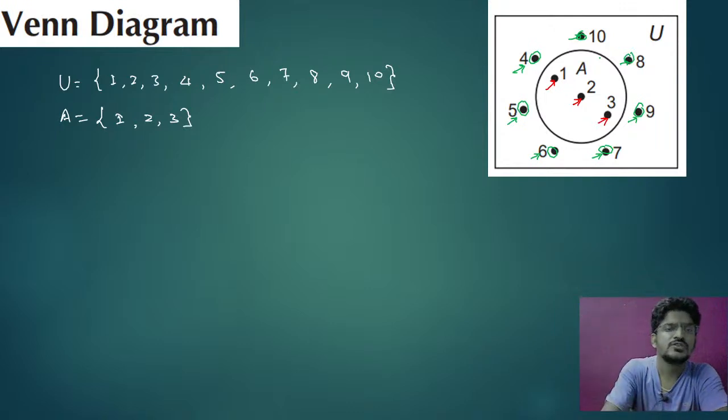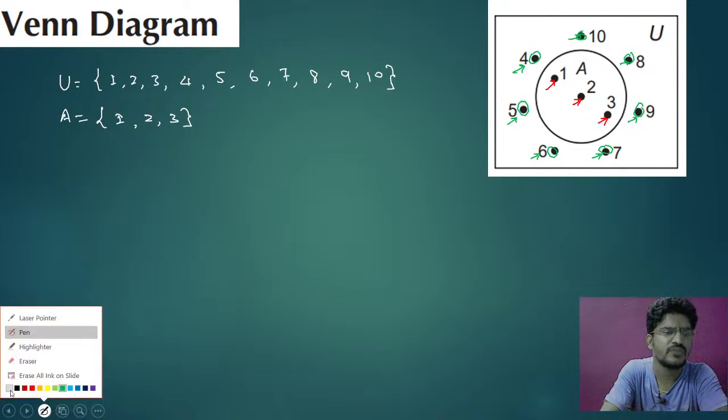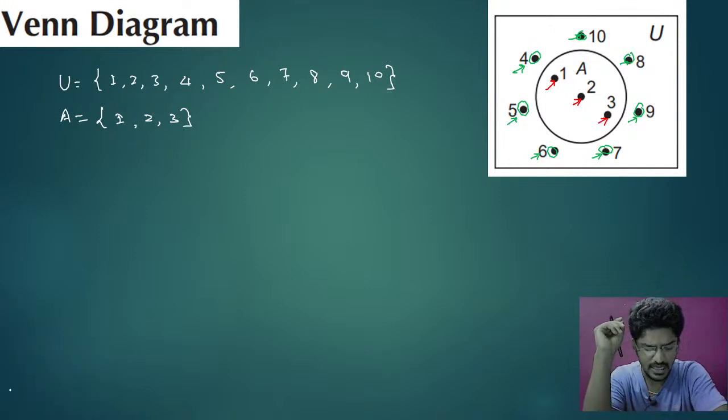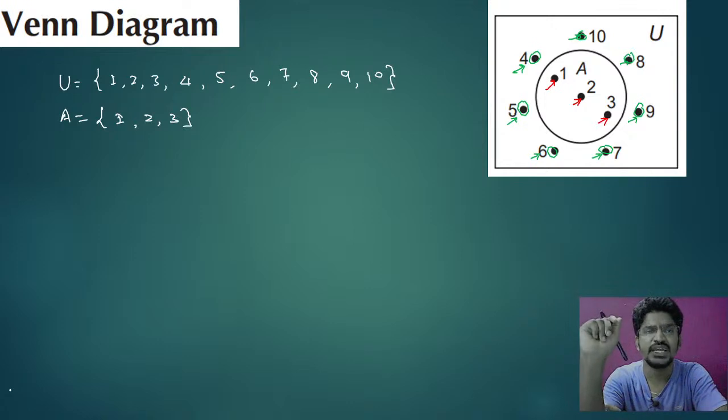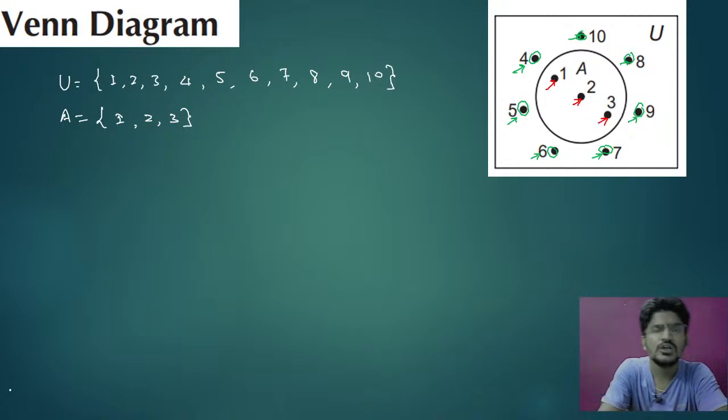So you can go through your Venn diagram definition: the diagrammatical representation of the sets is called a Venn diagram, or the representation of the sets in diagrammatical form. Okay. I think all of you have understood this.